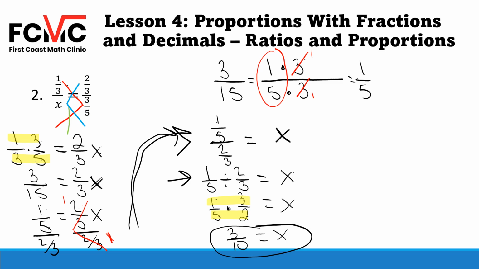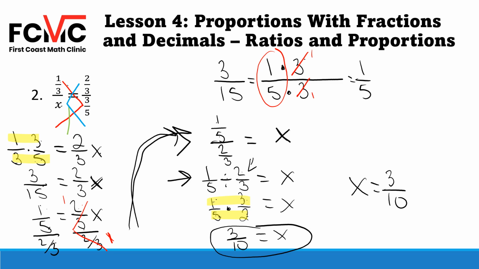Then we used our division rule when we're dividing fractions. So we changed our division to multiplication, took the reciprocal of that second fraction, the fraction we're dividing by, 1/5 times 3 over 2, and then just multiplied straight across. And that's our answer, x equals 3/10.